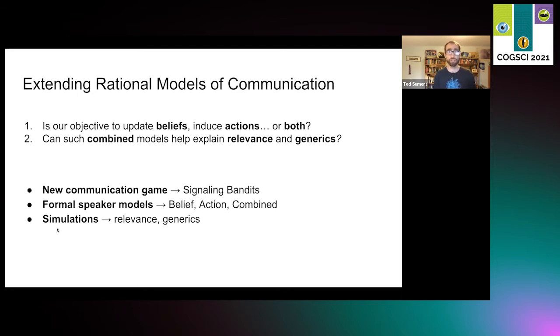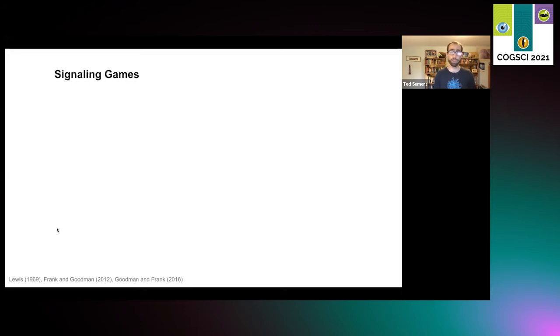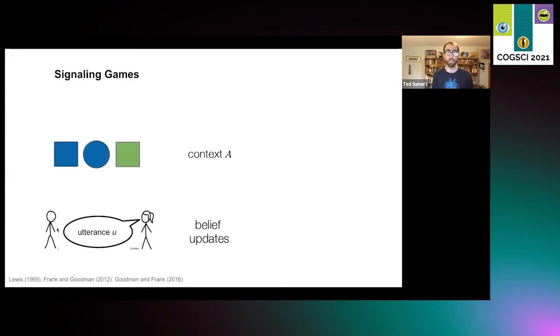So in order to define signaling bandits, I'm first going to talk briefly about Lewis signaling games. In Lewis signaling games, a listener agent receives an utterance from a speaker and then chooses an action from some context A. This formalizes the idea of a coordination problem which underlies communication. But unfortunately, because there's a single correct action and zero payoffs otherwise, the world state is synonymous with the correct action. And thus, beliefs are synonymous with actions. And there's no such thing as partial knowledge.